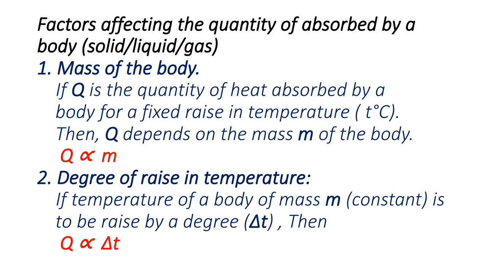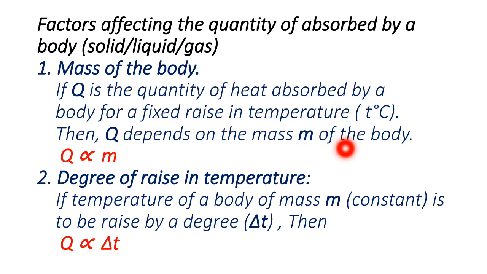Now see the factors that affect the quantity of heat absorbed by a body. Here I have missed writing heat, so it is the factors affecting the quantity of heat absorbed by a body, that is either solid, liquid or gas. So the first factor is the mass of the body. If Q is the quantity of heat absorbed by a body for a fixed raise in temperature, that means the temperature is raised by T degree Celsius, then this Q completely depends on the mass of the body.